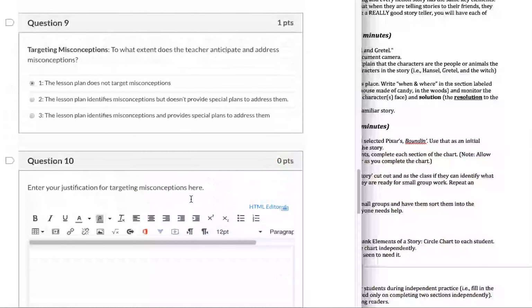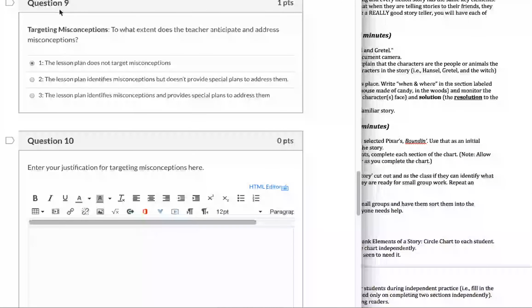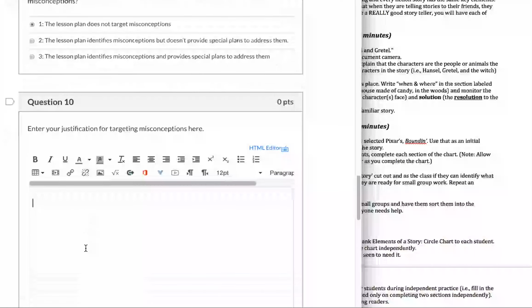Okay, so no misconceptions mentioned. When you give it a 1, your justification is always the same: the teacher doesn't deliberately go out of their way to address a potential point of confusion.